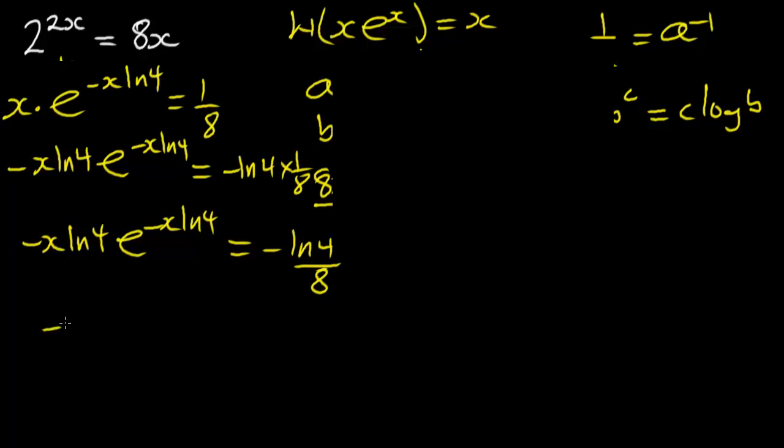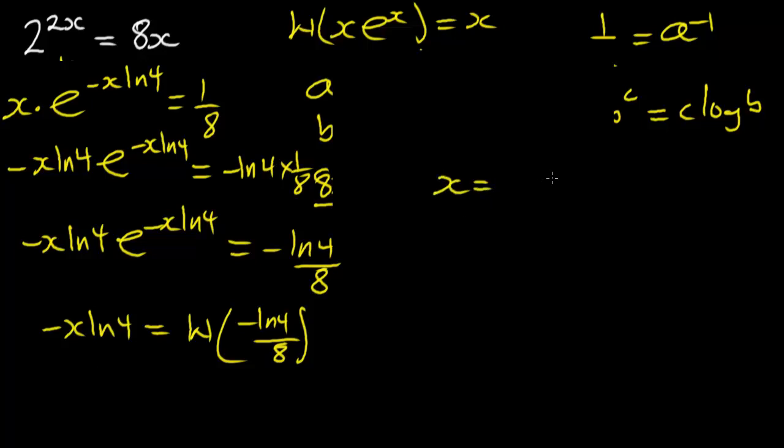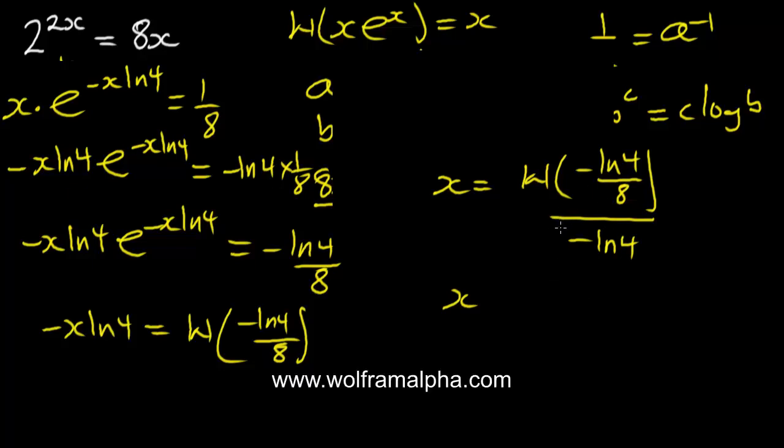Therefore we are going to have minus x ln 4 is equal to the Lambert W function of minus ln 4 over 8. So from here you want to make x the subject, so we can do that by dividing through by negative ln 4. So when we do that, we are going to have x is equal to W of negative ln 4 over 8, all over negative of ln 4. And then from here, I'll recommend you to use Wolfram Alpha to do this calculation. When you enter this over there, you will see that the result will be equal to 2.